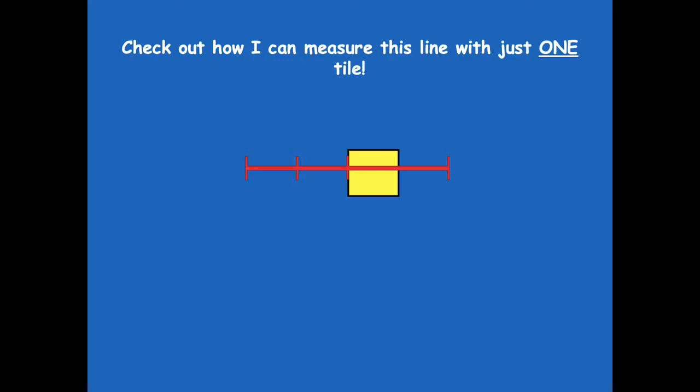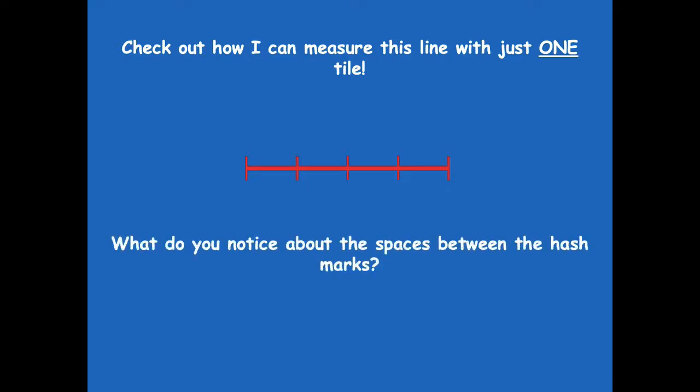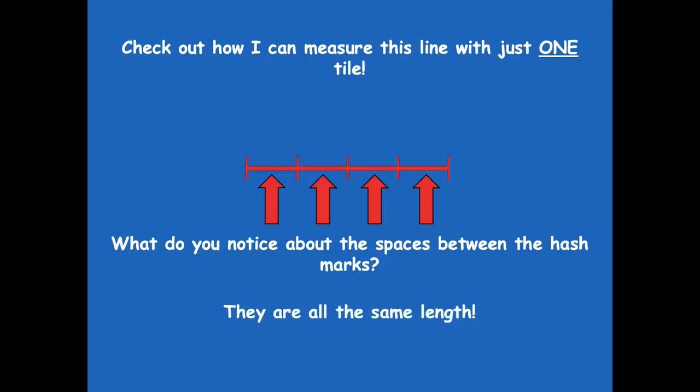This is just one tile. I'm not lining up several tiles. Okay, mark it at the end, and then move the tile, and at the end it lands right there. Okay, so we can use that iteration to move the same tile over and over again to measure the line. So what do you notice about the spaces between the hash marks? So these guys right here, what do we notice about those? Yeah, they're all the same length, right?